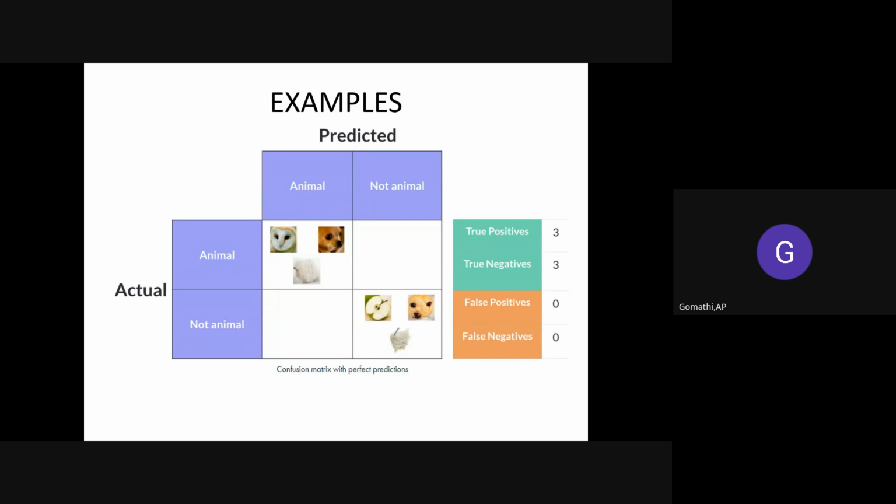So this is an example of a confusion matrix. Here we take the parameters true positive, true negative, false positive, and false negative for the confusion matrix. In this diagram, the true positive values are 3 and the true negative values are 3, because the actual animal and the predicted animal value are the same. So that will be two positives.